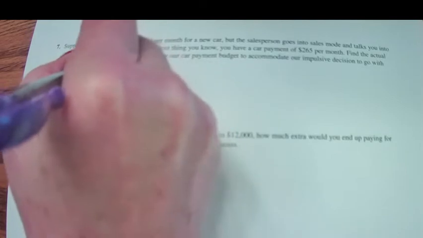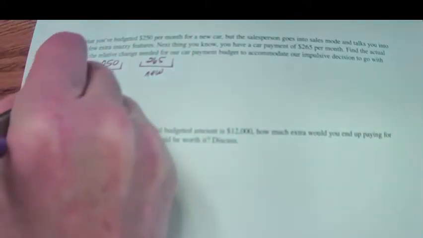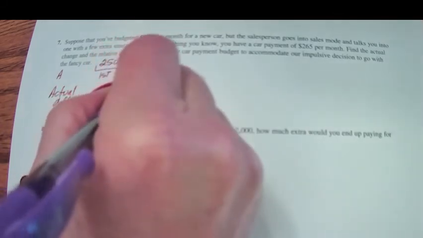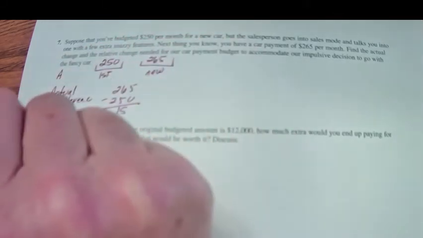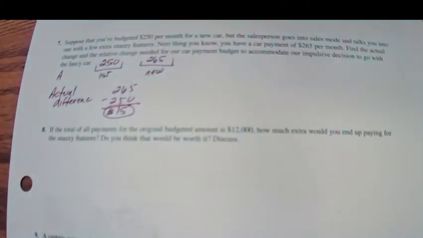The actual change, okay, so we started with the amount $250 and we wound up with the amount $265. Old amount, new amount, first amount, second amount. This is the change. We went from $250 to $265. So what's the actual difference? Well, what's the difference between the two numbers? 265 minus 250. That's an increase of $15. The actual change is an increase of $15.